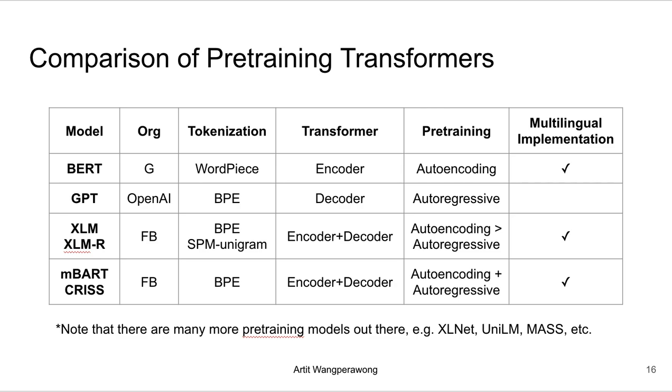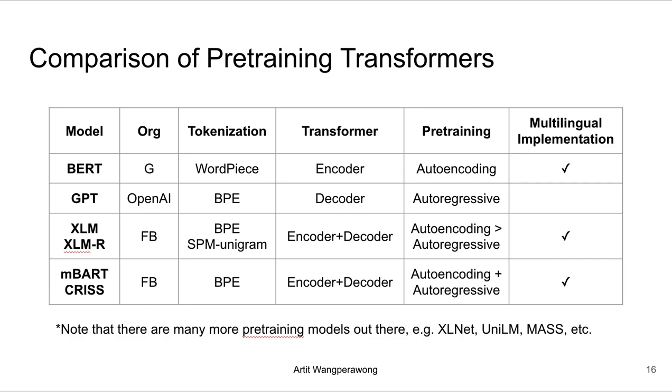Now finally, there's mBART and CRISS, which are even higher performing models, which push the benchmarks and performance even more. It's also from Facebook. They use the byte pair encoding tokenization. It pre-trains both the encoder and decoder. And the pre-training method involves both autoencoding and autoregressive. Now this is unlike XLM, where we either do autoencoding pre-training or autoregressive pre-training, and then we compare it. This is doing both simultaneously. And I'll cover next time what that entails and how that makes a better model.